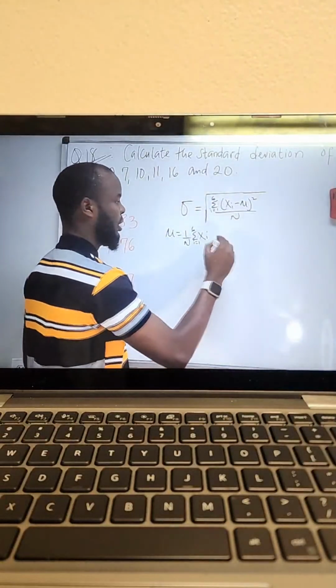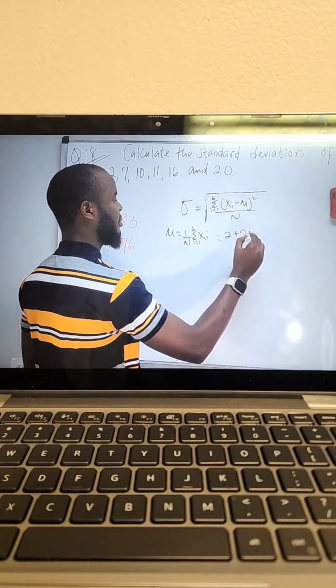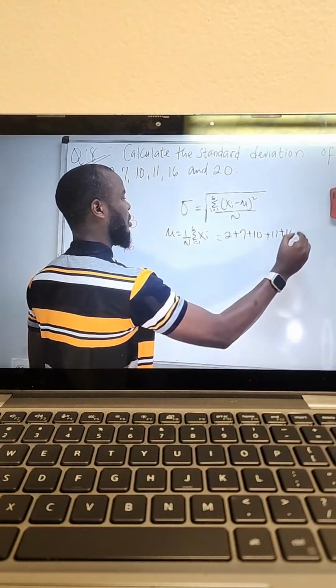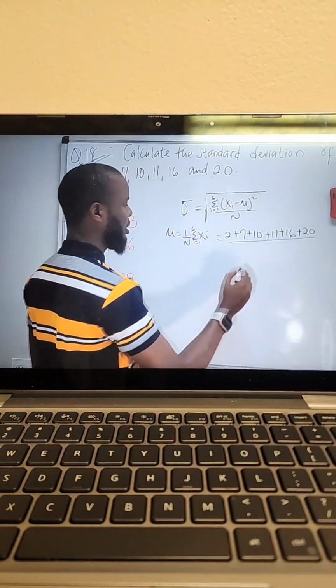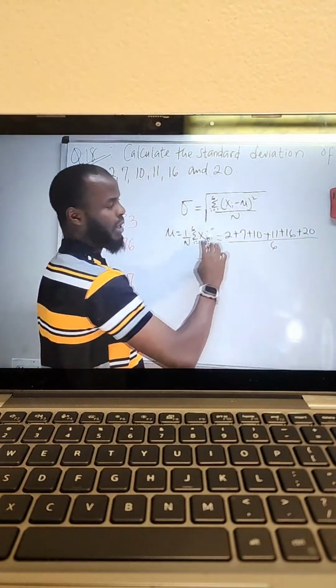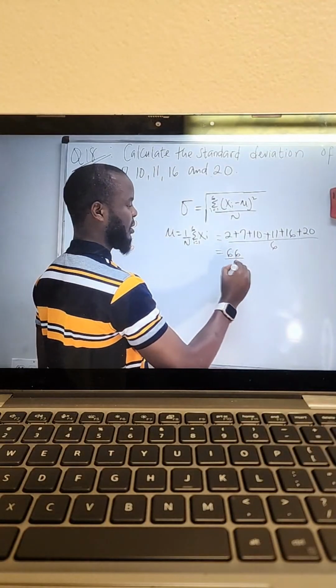Now, the summation of xi is 2 plus 7 plus 10 plus 11 plus 16 plus 20, dividing this by 6. If you add all this together, this should give us 66 over 6.